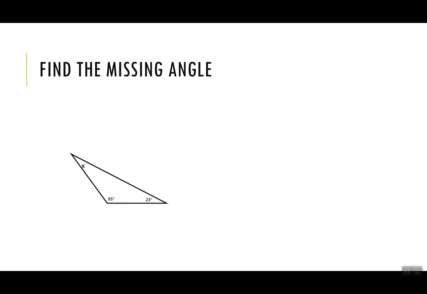So let's try it again. Different kind of angle. This one is obtuse because I have this one angle that's over 90, but it doesn't matter. It's still going to add up to 180. So again, I have 95, I have 23, and I have x, and that should add up to 180. So let's go ahead and add 95 and 23. That's 118, which says let's go ahead and subtract 180 minus 118, and we get x is equal to 62.